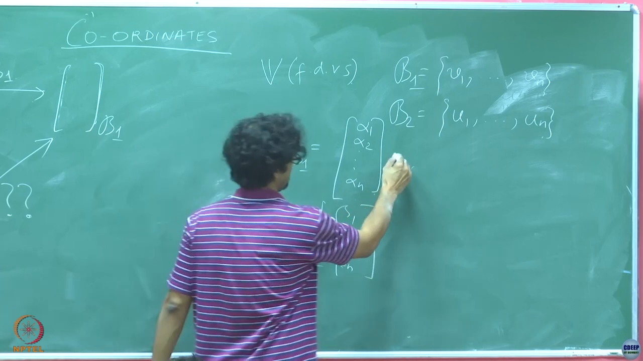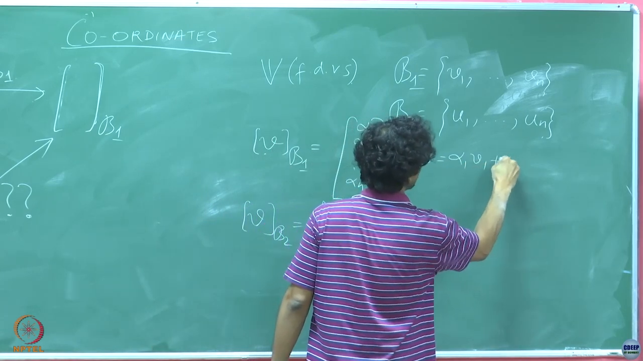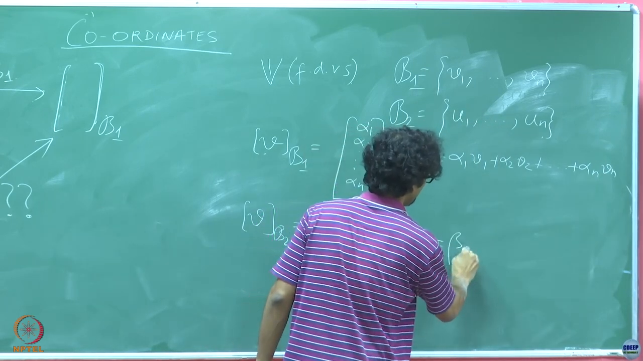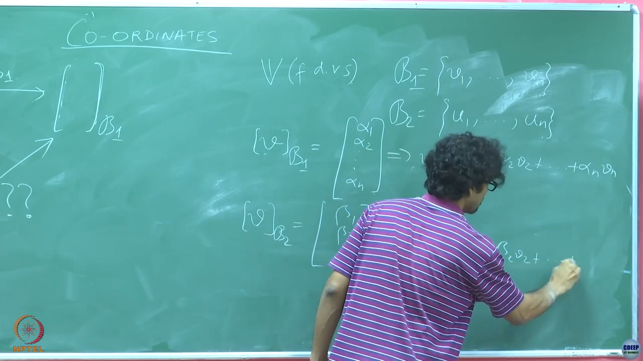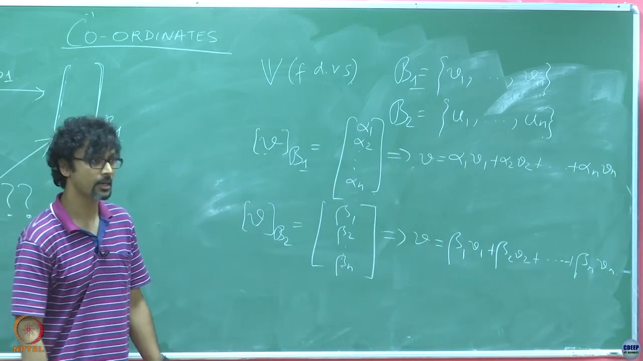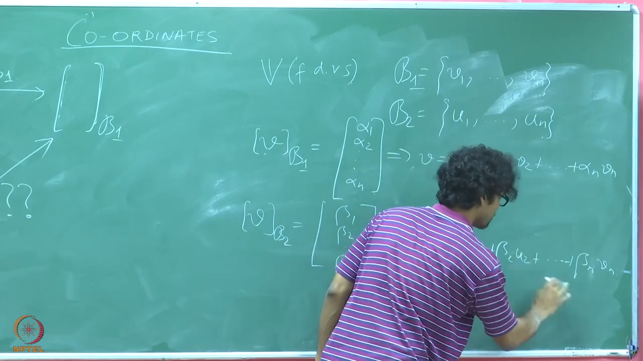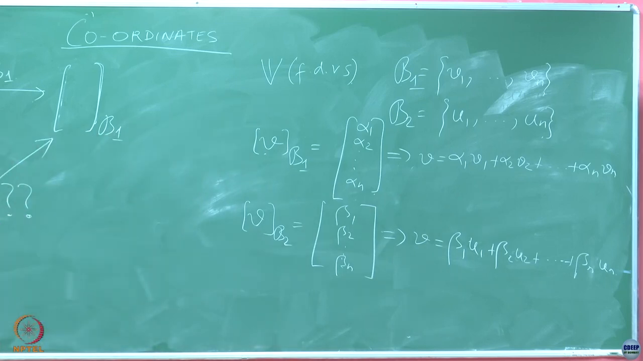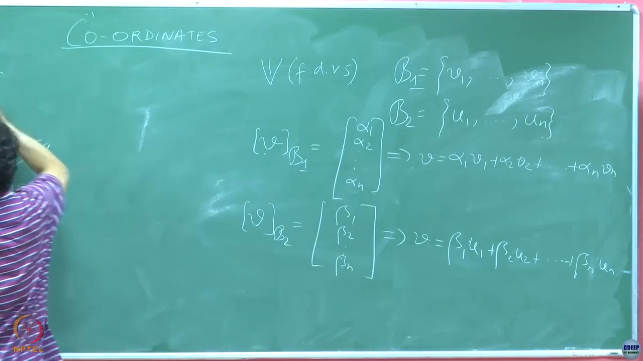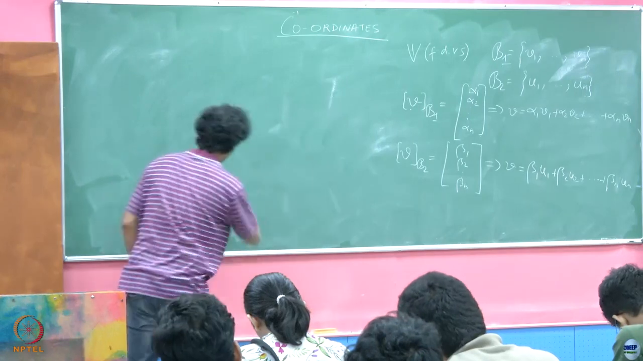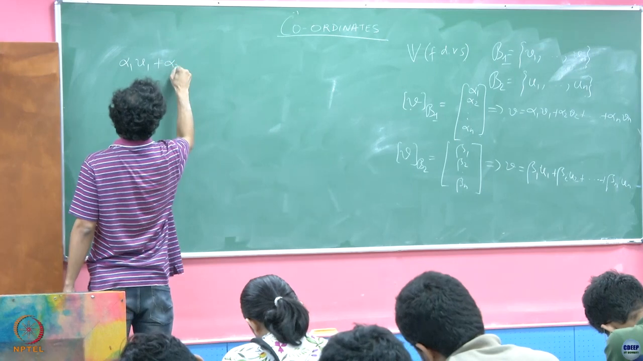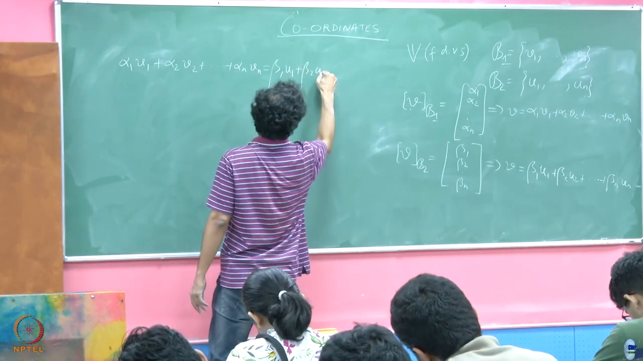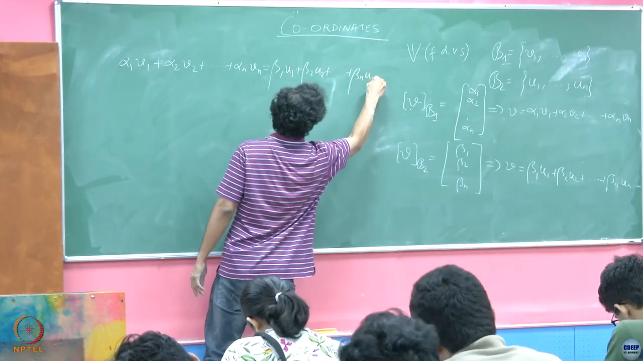What this means essentially is that V is equal to alpha 1 V1 plus alpha 2 V2 plus dot dot dot till alpha n Vn. And what this means is that V is equal to beta 1 U1 plus beta 2 U2 plus dot dot dot beta n Un. But at the end of the day, the connecting theme is this V, which is the same, you see. So therefore, we choose to write the following. Alpha 1 V1 plus alpha 2 V2 plus dot dot dot alpha n Vn is equal to beta 1 U1 plus beta 2 U2 plus beta n Un, right?